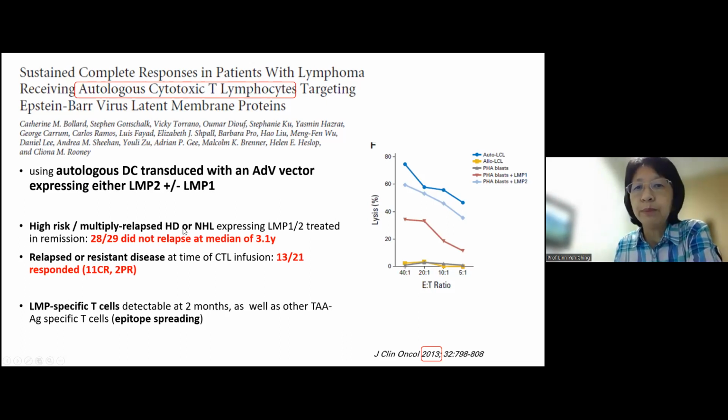Clinical outcome: patients with Hodgkin's or non-Hodgkin's lymphoma at high risk of relapse were treated with these EBV T cells, and 28 out of 29 did not relapse at a median of 3 years. And for relapsed or refractory disease, 13 of 21 patients responded to cell therapy. Besides LMP2-specific T cells, other antigen-specific T cells could also be detected, and this is a phenomenon known as epitope spreading.